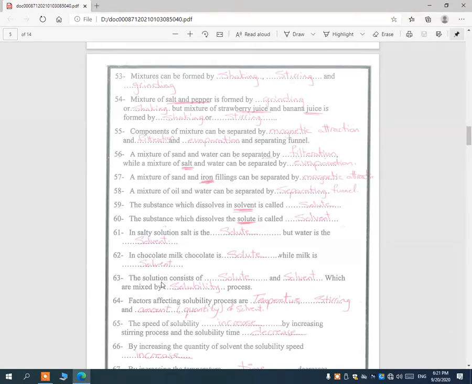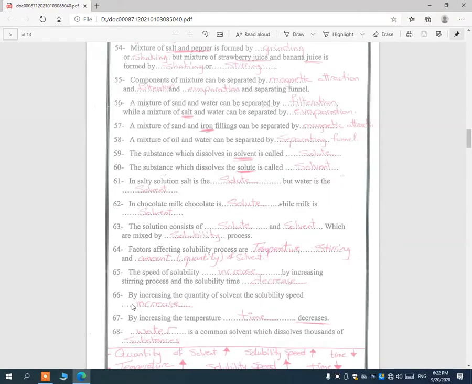63. The solution consists of dots and dots, which are mixed by dots process. Solution consists of what? Of solute and solvent. Of course, solution consists of solute and solvent, which are mixed by what process? What is the name of the process? Solubility process.